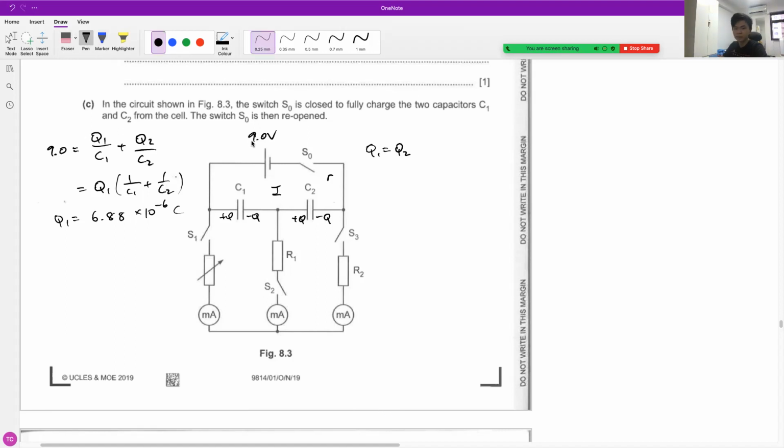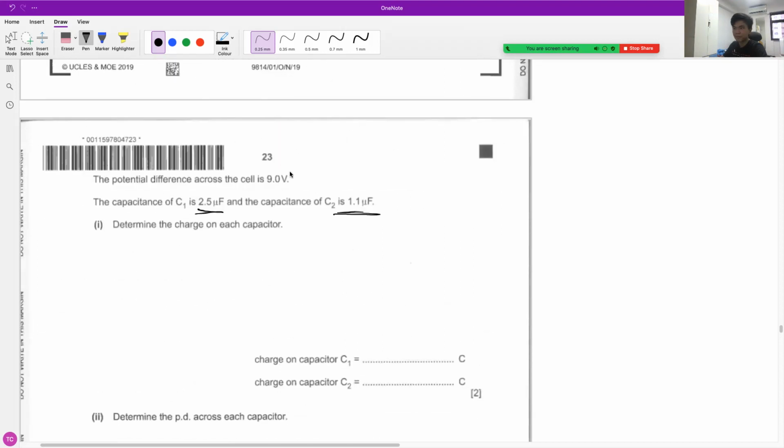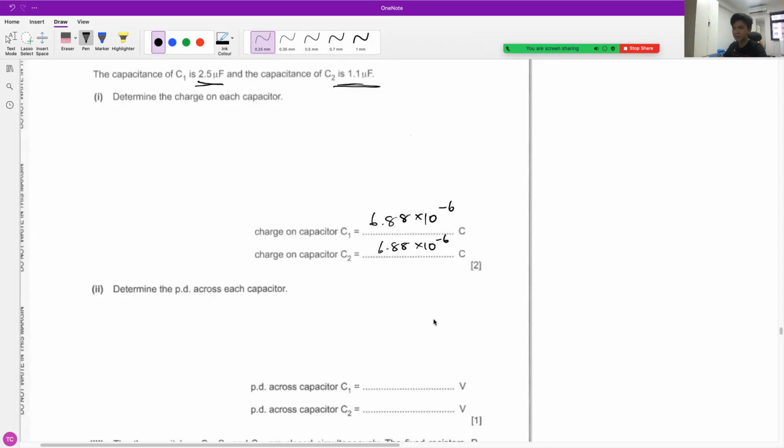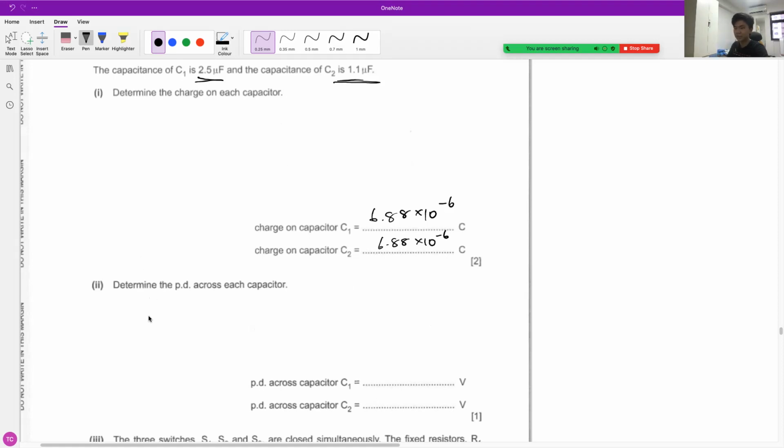So the charge on each capacitor is going to be 6.88 times 10 to the power minus 6 coulombs, and 6.88 times 10 to the power minus 6 coulombs. Now we can calculate the PD by just using V equals Q over C. Sorry for the thunder. By substituting it in, we get 2.75 volts and 6.25 volts.